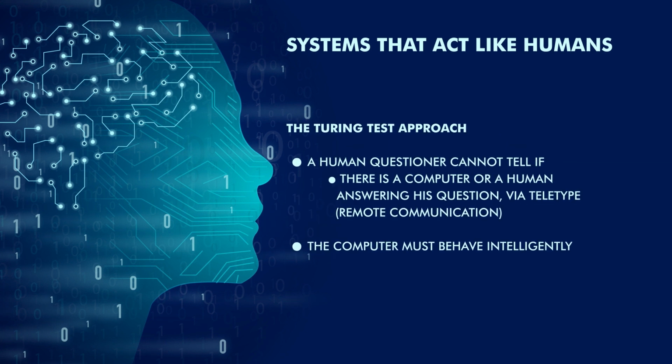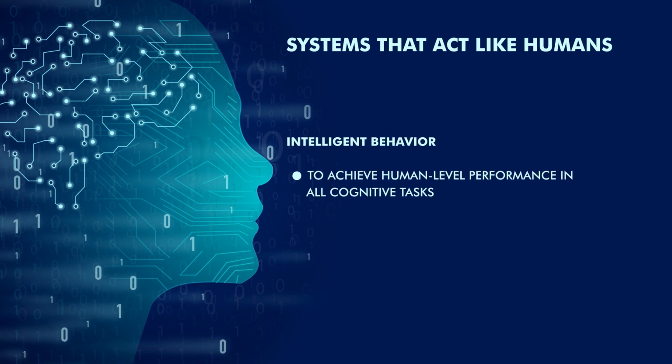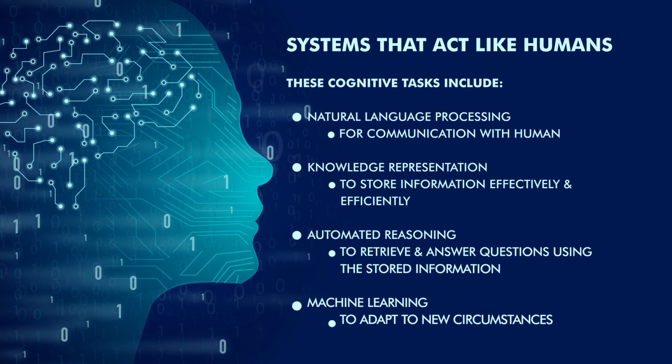So, systems that act like humans, that means the Turing test approach, where a human questioner can tell if it is a computer or a human answering his questions via teletype. The computer must behave intelligently, exhibiting intelligent behavior to achieve human level performance in all cognitive tasks. These cognitive tasks include natural language processing, knowledge representation, automated reasoning and machine learning.